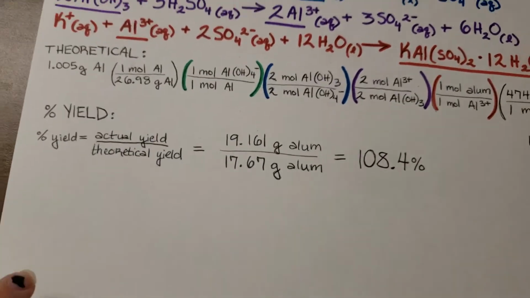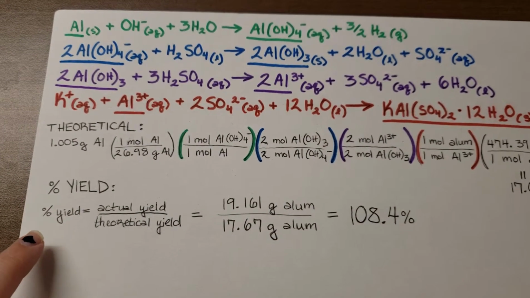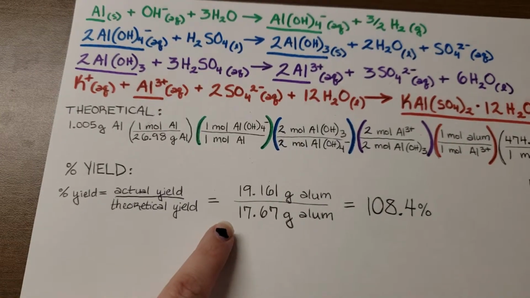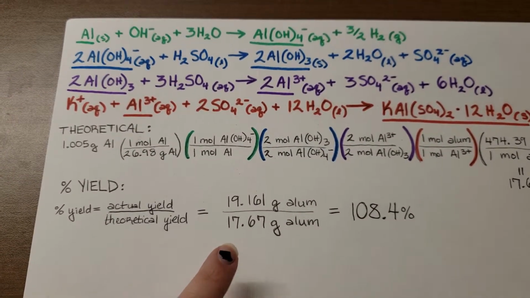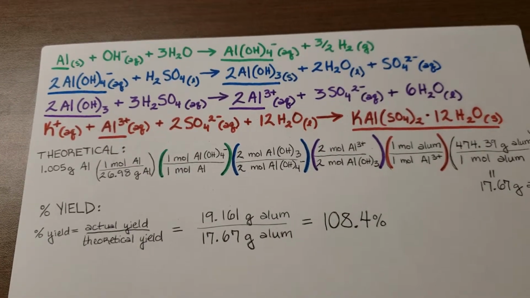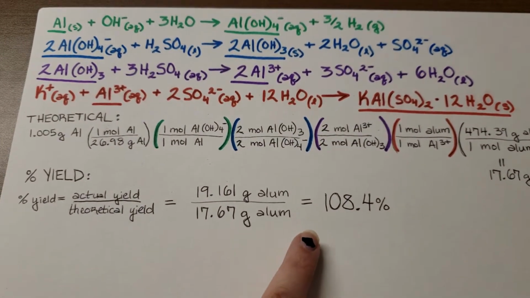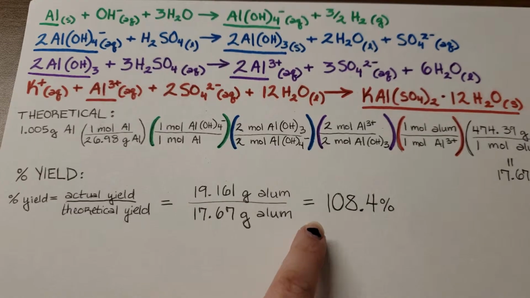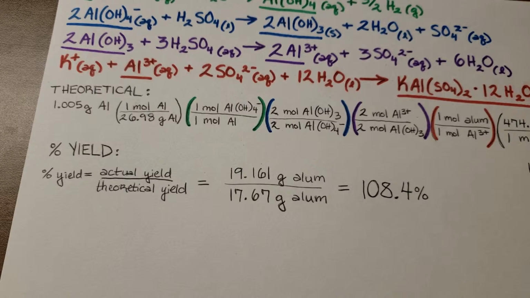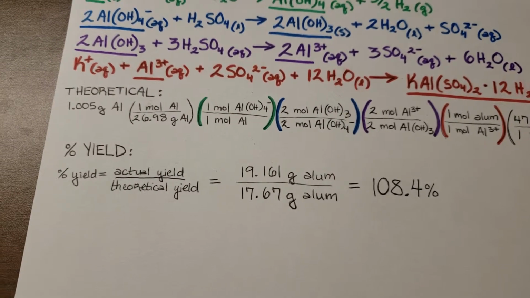In order to calculate percent yield, we divide the actual yield by the theoretical yield. The actual yield was 19.161 grams of alum, and the theoretical yield was 17.67 grams of alum, as we calculated before. Our percent yield thus is 108.4%.